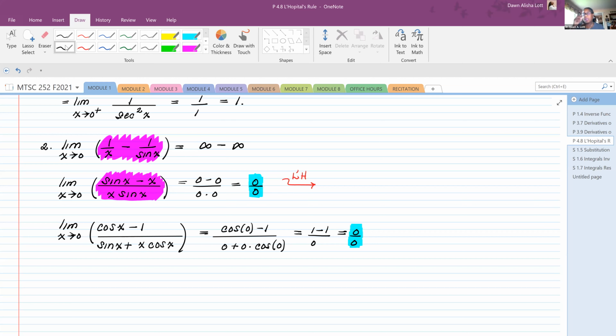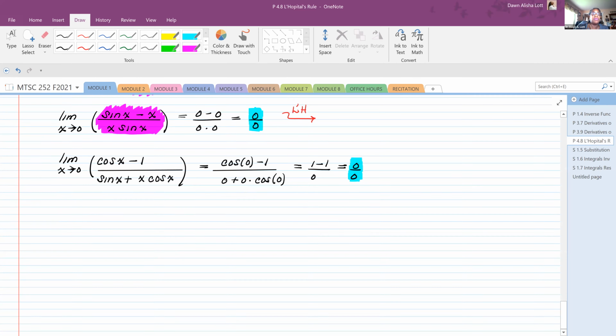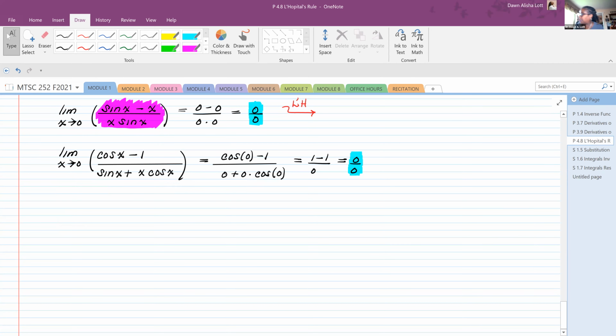So here's the thing, guys. You cannot give up in the middle of a problem. At this point, somebody would say, you know what, this problem is too long, or it's too frustrating, or it's taking too much time. You're almost there. Just keep going. So now we got to take the derivative of the numerator and the derivative of the denominator again. So we're going to invoke L'Hopital's rule a second time.